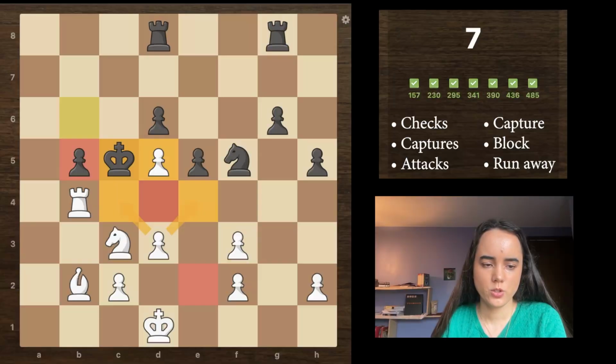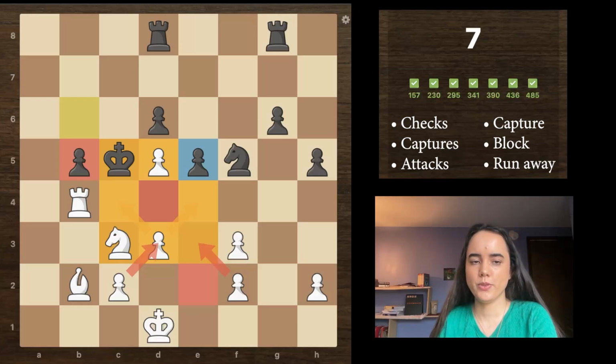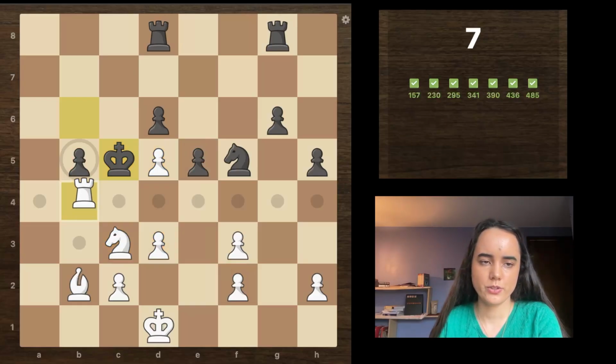He can't go here because of the bishop. And he can't go here because of the pawn. He can't go here because he has a piece here. And he can't go here because of the pawn. So it looks like he is in checkmate. So that looks like the answer.